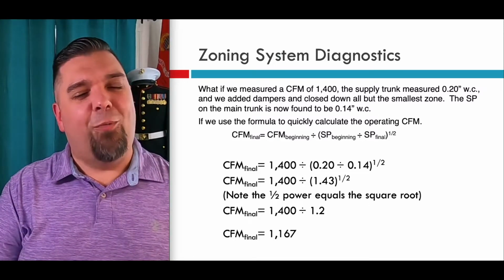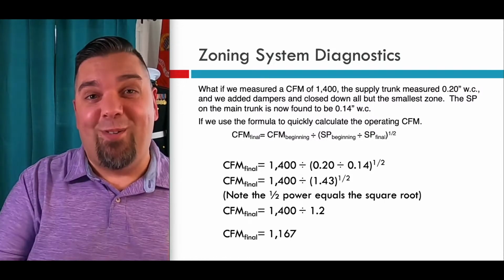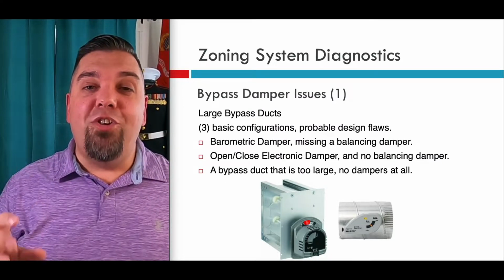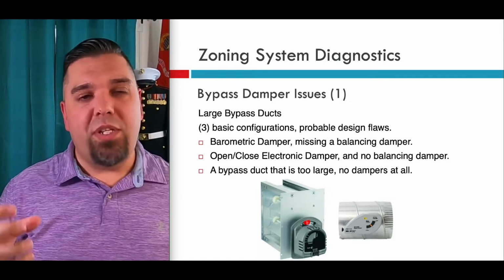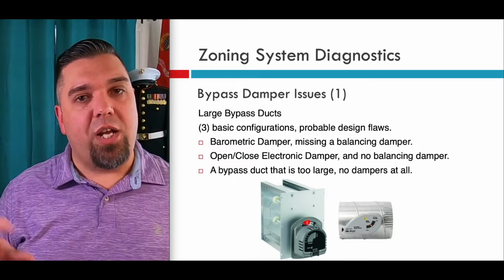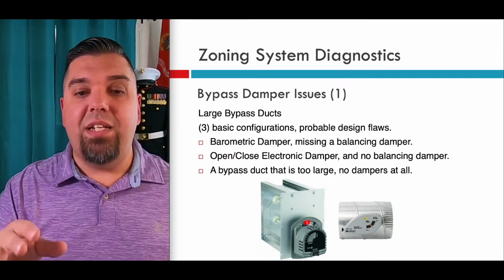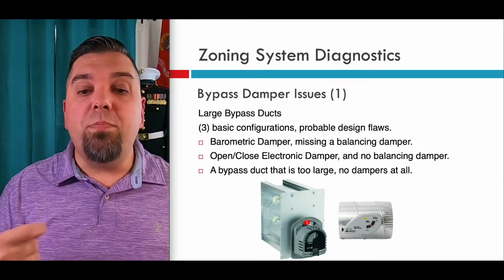I have a feeling that wasn't the smallest zone in this example, all right? I think the remainder was probably the smallest zone. All right, so when you're not getting enough volume of air, a lot of times it's probably the set points for your dampers for dump zones or the setup of your bypass damper. And that tends to be the number one thing that's neglected, I think, is large bypass ducts, right?